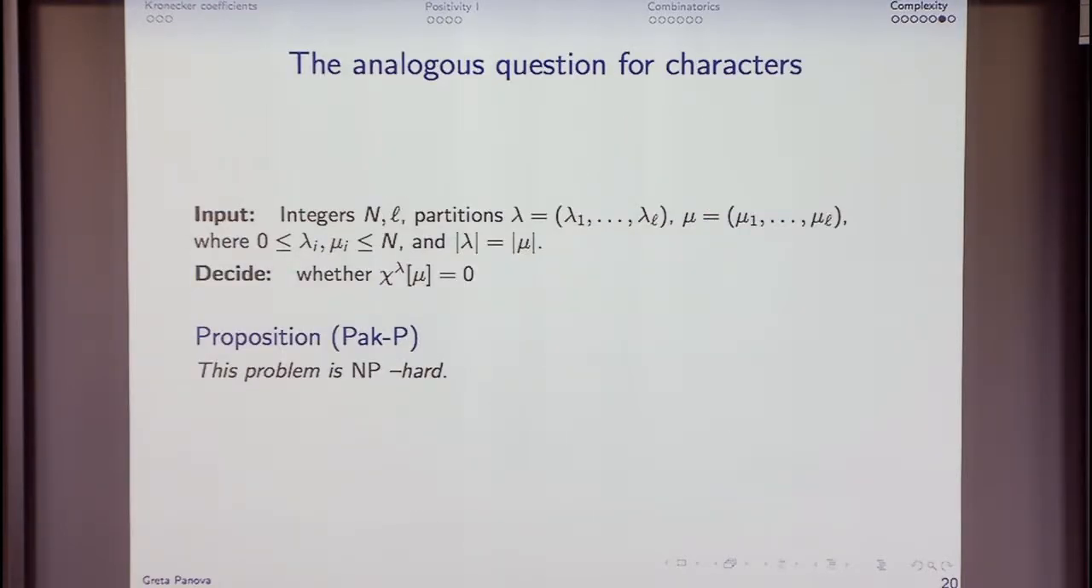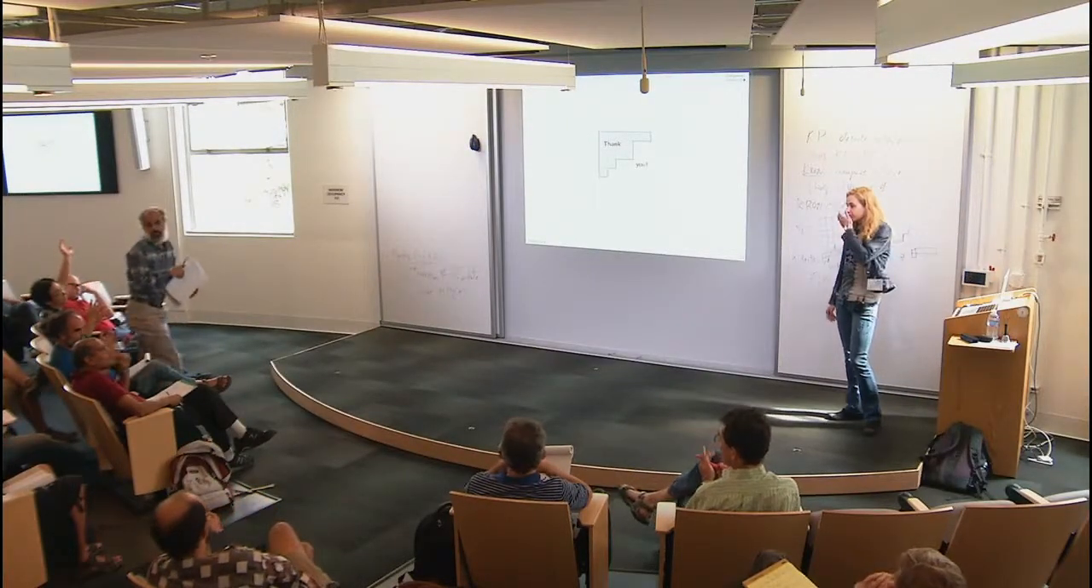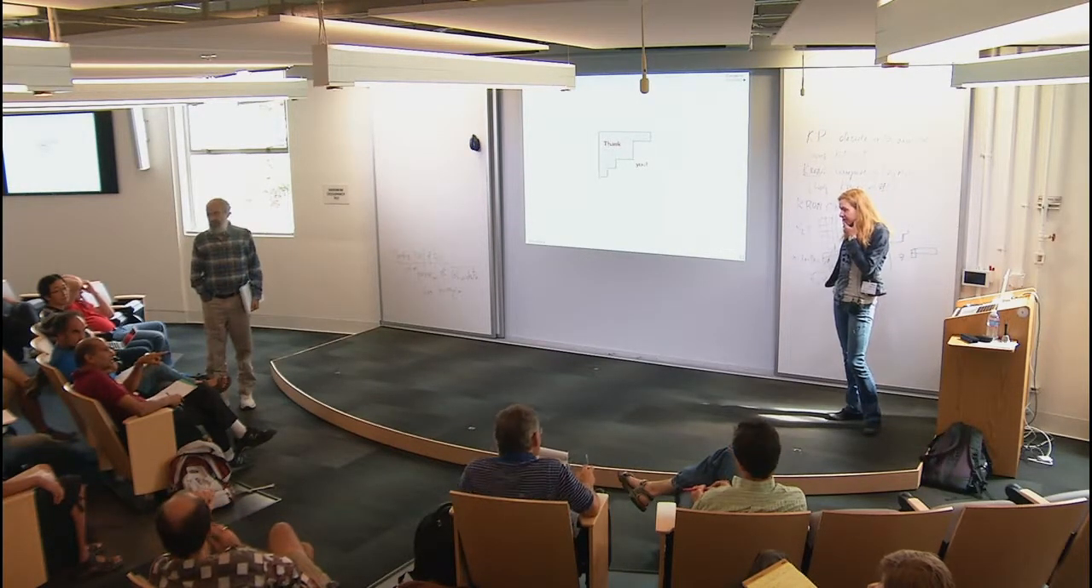The last result is this. If you remember, in the beginning there was this character lemma bounding Kronecker coefficients with characters. Unfortunately, maybe this is not the right approach, because deciding whether the character is zero or not is NP-hard. The character, deciding whether it's zero or not in terms of the two inputs, the partition and the conjugacy class, written in this form, is actually NP-hard. Actually, the very last remark: you said chi lambda mu is NP-hard, deciding if it's zero or not? Yeah.